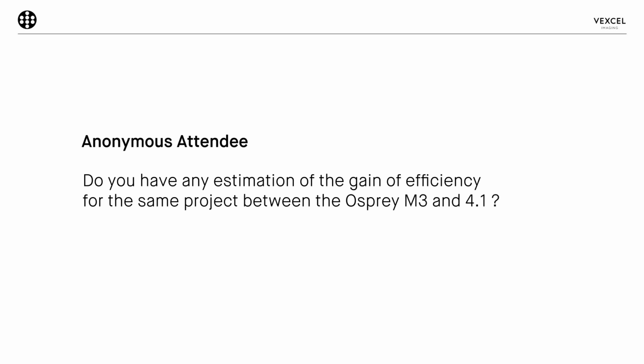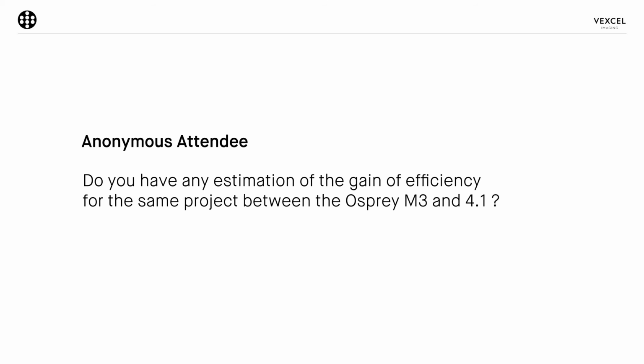Do you have an estimation of the gain of efficiency for the same project between Osprey Mark III and 4.1? Yeah, so the efficiency gain is really, really significant. If you do just the comparison of the footprint size, the Mark III has 14,000 pixels across, and the Osprey 4.1 has 20,000 pixels across. So this is a more than 40% efficiency gain. That is absolutely huge. But the Osprey 4.1 is really a beast.